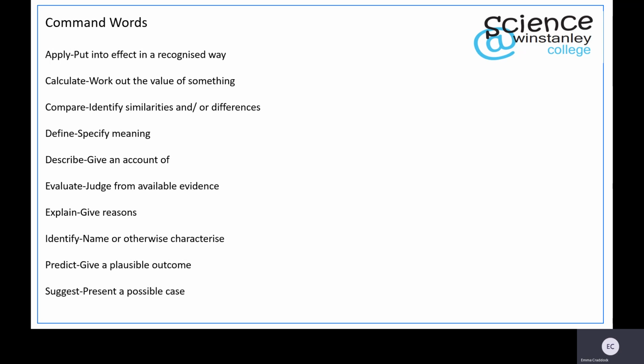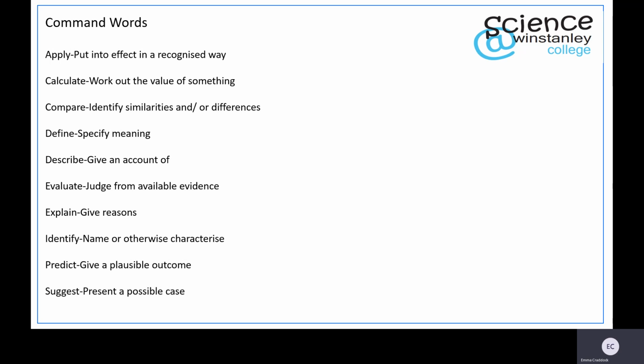Calculate is to work out the value of something. To compare is to identify similarities and differences. You will not get the answer or all your marks if you only identify similarities or differences. Define is to specify the meaning, so give a definition of. Describe is to give a really basic account of, so just tell me what's happening. Evaluate is, you might get some evidence, so that could be data, and you'll be expected to judge from that data. Explain is to give reasons, tell me why.